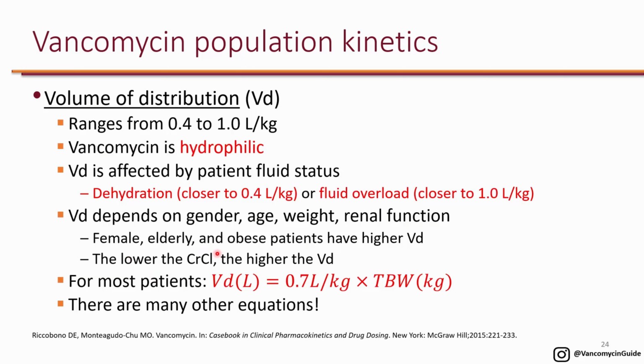Females, elderly, and obese patients actually have higher volume of distribution. And the lower the creatinine clearance, the higher the volume of distribution. So for most patients, we will use the volume of distribution in liters equals 0.7 liters per kilogram times total body weight in kilograms. However, you should only use this equation in patients with normal volume status. So if you're given a case and the patient has normal volume status, you can use this.